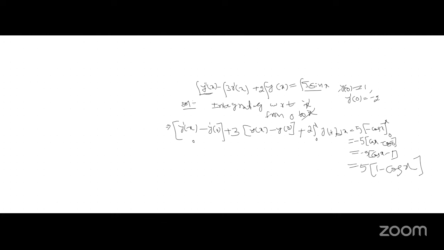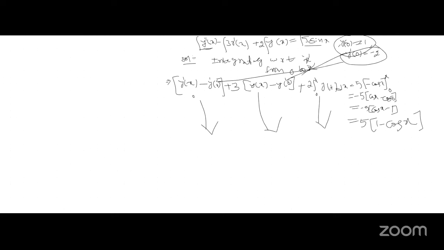So this will become the same thing here. Okay. So here they have given y dash of 0 equal to minus 2. So we can substitute here that y dash of 0 equal to minus 2 and that y of 0 equal to 1. So you should substitute here. Okay, let's see what will happen.